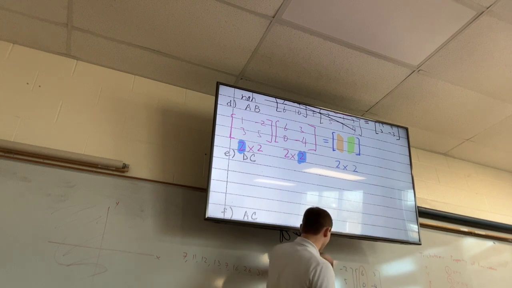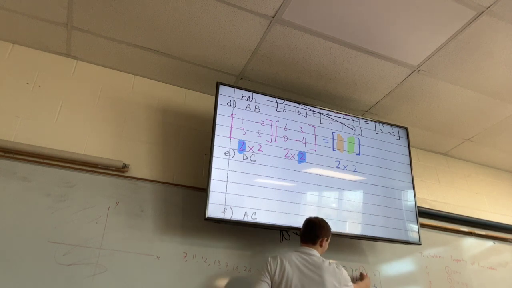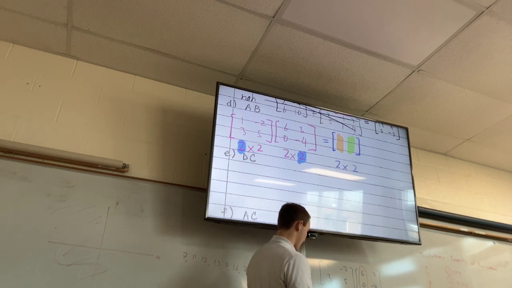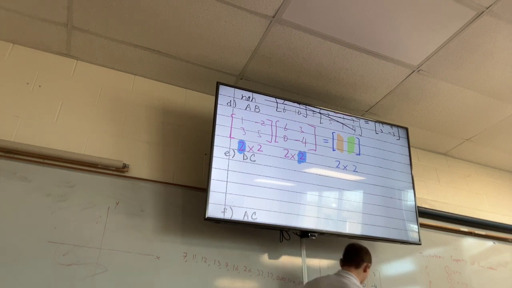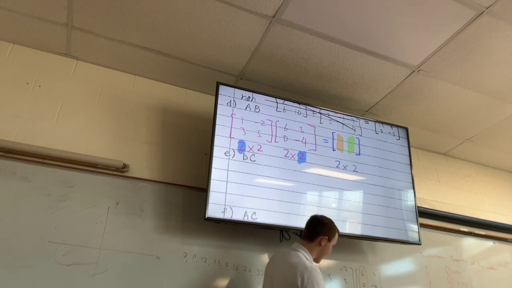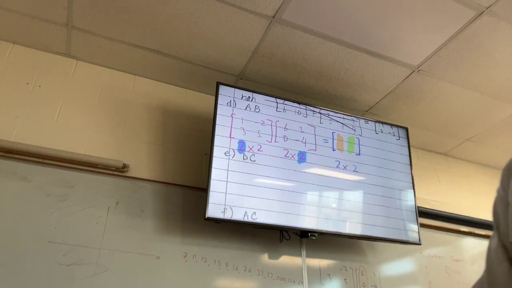So I multiply this first column here by 6, that first number on top. I multiply the second one by 0. This multiplies to 6 over 18, and that adds with 0 over 0, and that becomes 6 over 18. And that's the first column in my answer. So that first column right here is going to be 6 over 18.